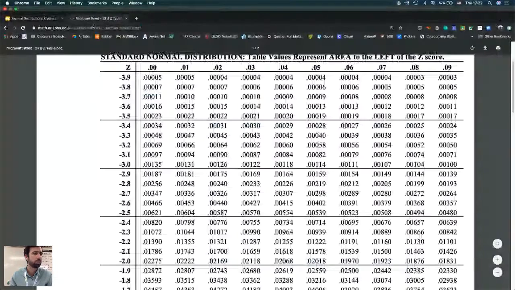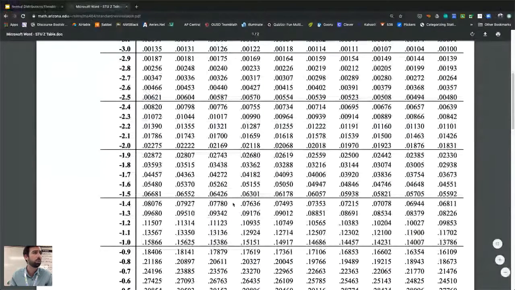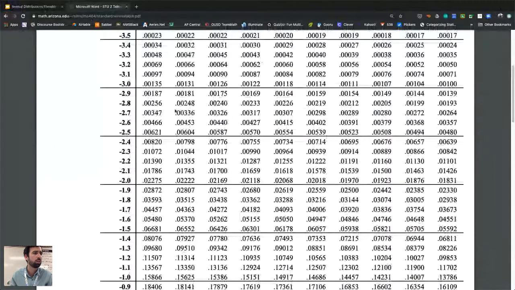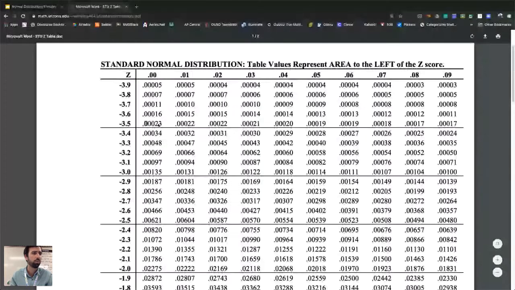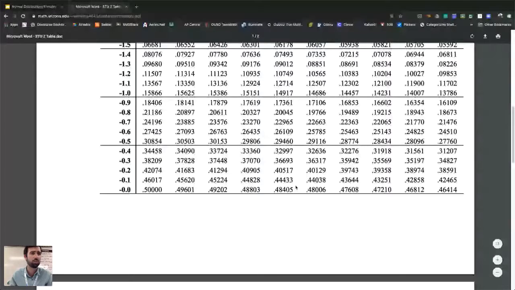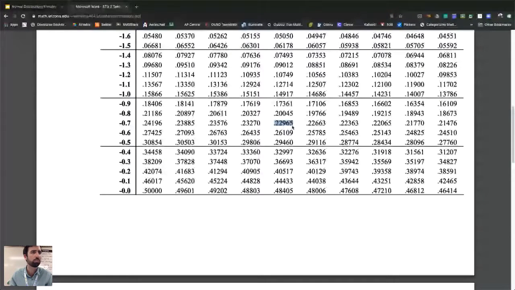0.23. So here's a common mistake I see. Students will go for maybe this one right here, 0.23, but we're looking for 23%. So be very careful when you're doing that. 23% falls... it looks like this is going to be our closest. Yep. So it's going to be 0.74.